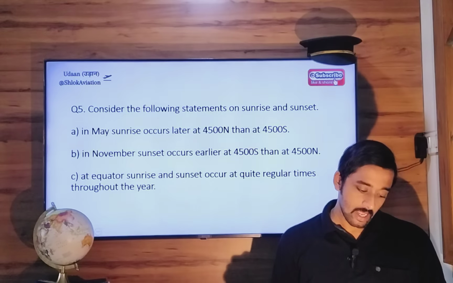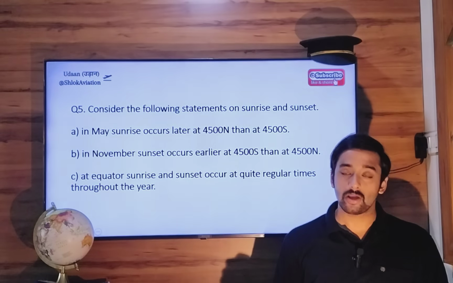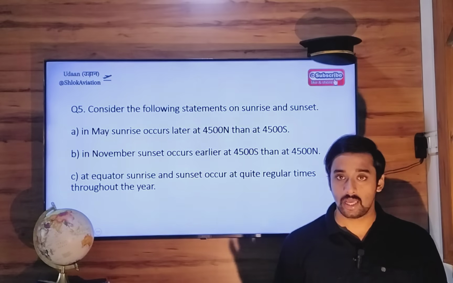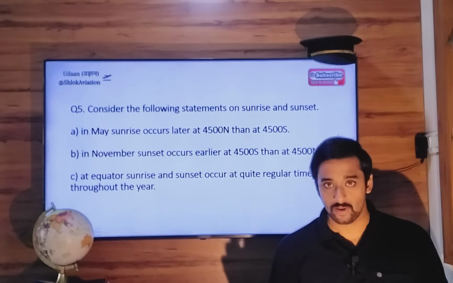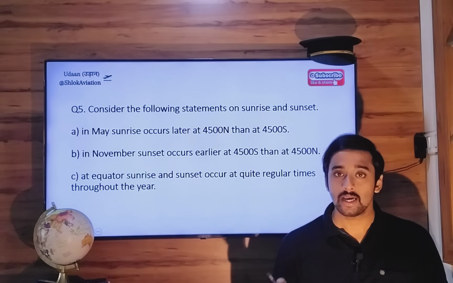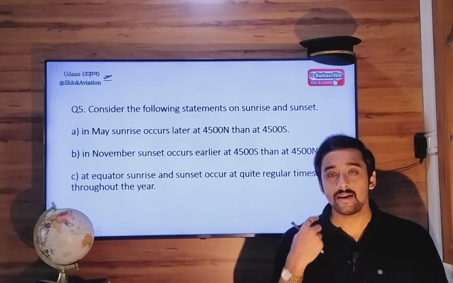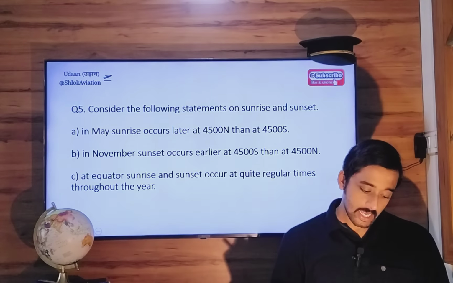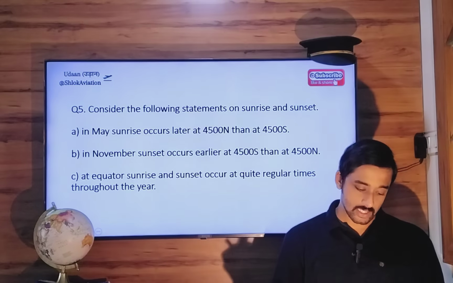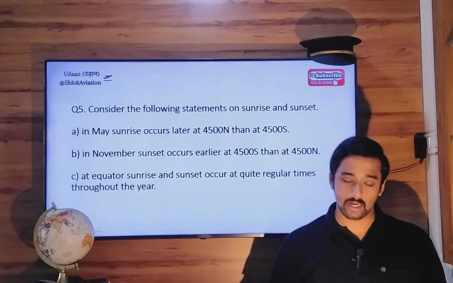We will check that. In November, sunset occurs earlier at 45 degrees south than at 45 degrees north. The meaning of this statement is sunset will happen much earlier in the southern hemisphere than in the northern hemisphere. For example, if sunset happens at 6 o'clock in the southern hemisphere, the sunset will happen at a much later time, let's say 8 o'clock in the evening, in the northern hemisphere. At the equator, sunrise and sunset occur at quite regular times throughout the year. That is the meaning of this statement.